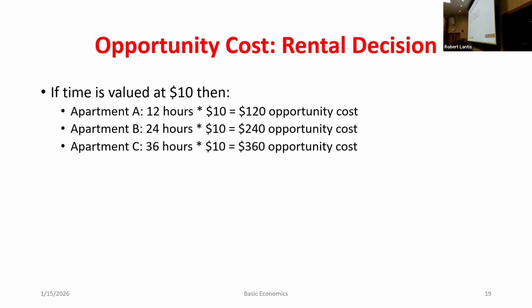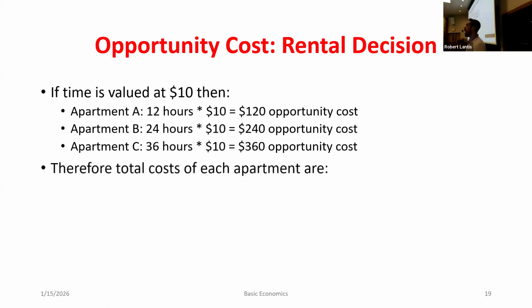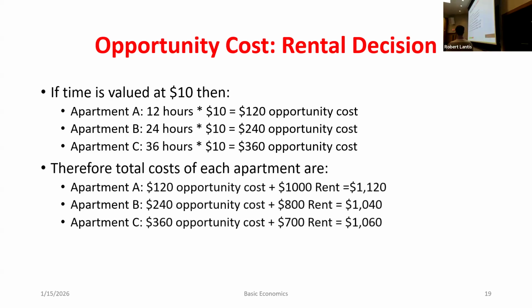Might have misspoke earlier and said over the semester. We're doing things at the week level, right? So if I want my total costs, I'm going to take the rent I have to pay each month, plus whatever my opportunity cost is of the time I have to give up by commuting to and from that location. Okay. So all I did here was I added up the opportunity cost of each apartment. I added up the rent.